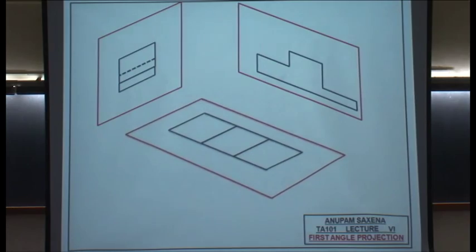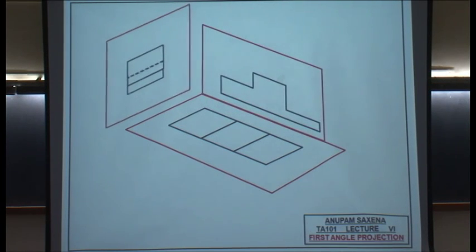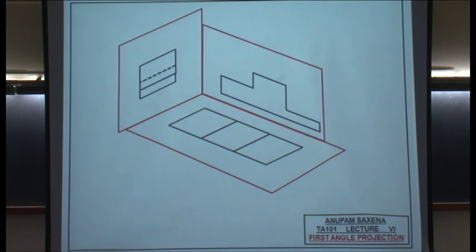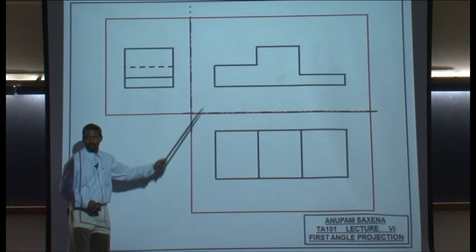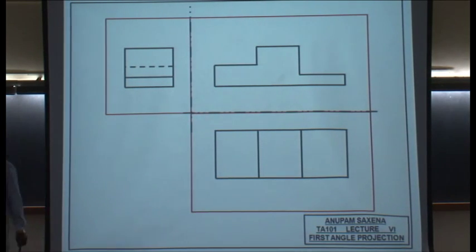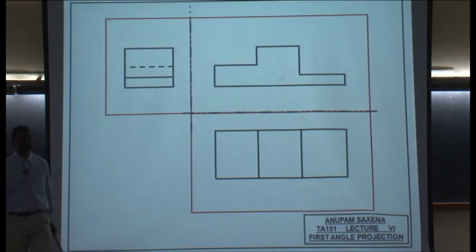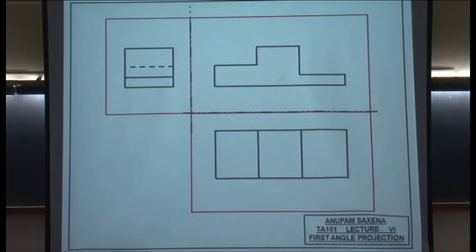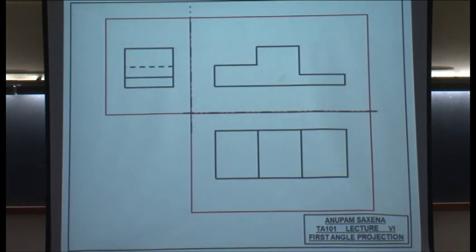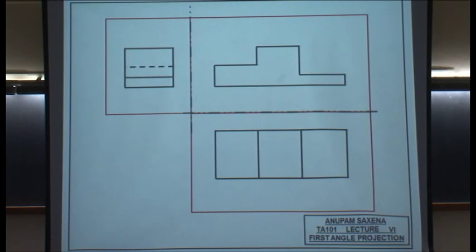Once again, join these together. Tear this hinge, and unfold. Where is your front view now? Where is your top view now? Doesn't make sense, right? Top view at the bottom. Which view is this? The right side view. You were seeing the object from the right, so it's the right side view.